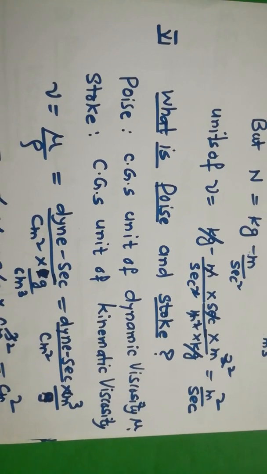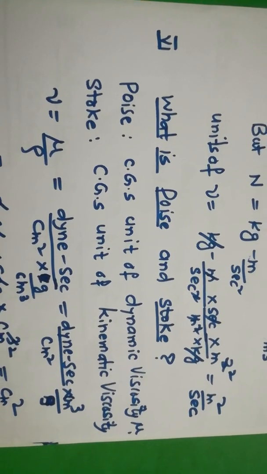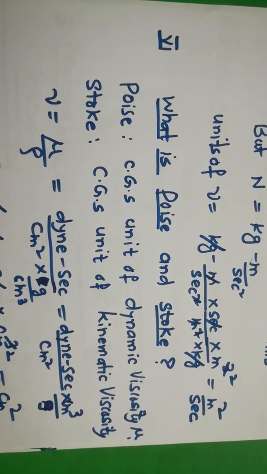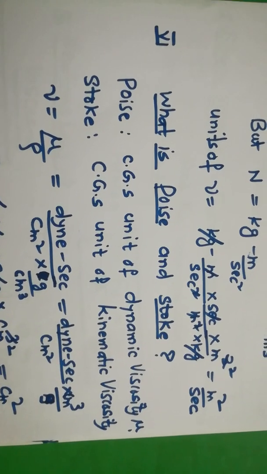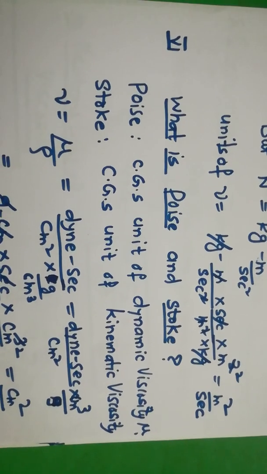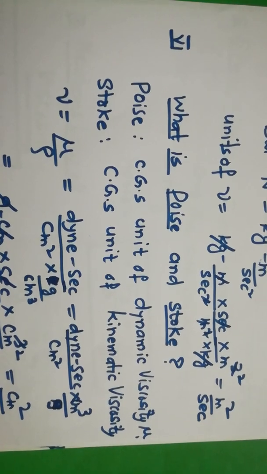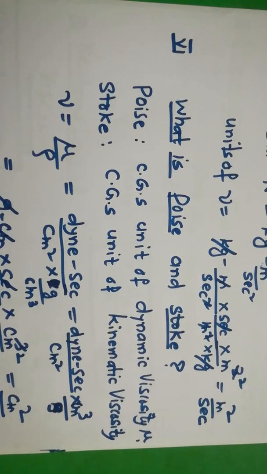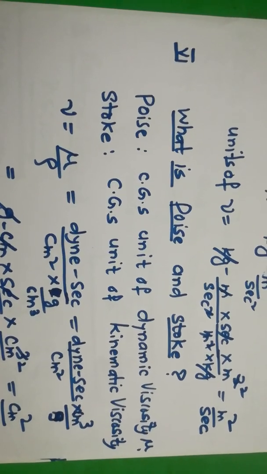So nu is equal to mu by rho. Mu is the dynamic viscosity, the units of which we know are dyne second per centimeter square, and the units of density in the CGS system are gram per centimeter cube. Writing that, centimeter cube will go into the numerator and gram will remain in the denominator. So dyne second per centimeter square into centimeter cube per gram.